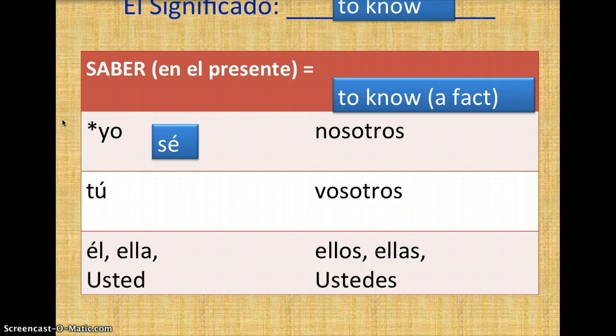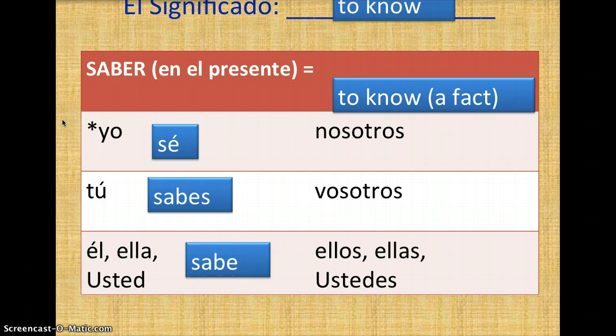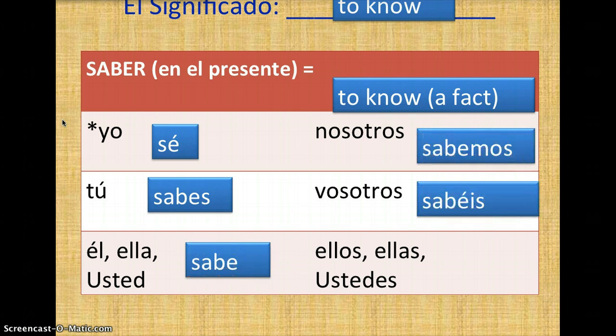Yo sé, con acento. Tú sabes. Él, ella, usted sabe. Nosotros sabemos. Vosotros sabéis. Ellos, ellas, ustedes saben.